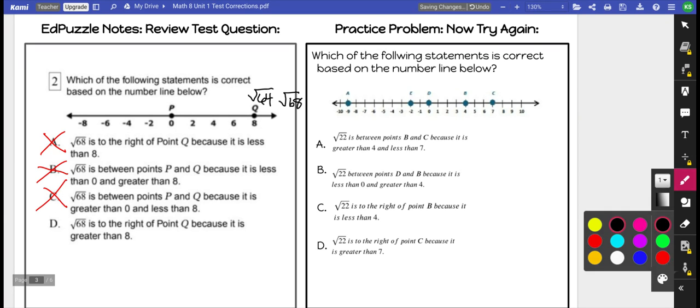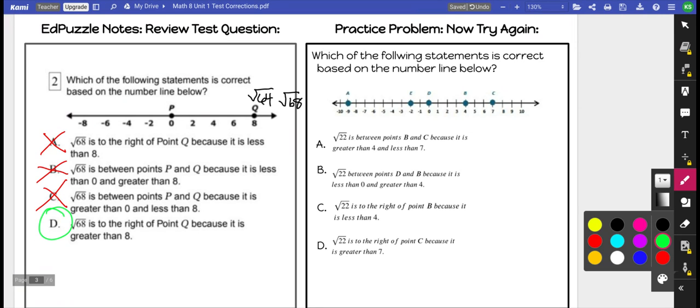Let's look at D. The square root of 68 is to the right of point Q. Okay, it is to the right because it is greater than 8. Yes, it's greater than 8 because it's on the right. So our answer would be D.